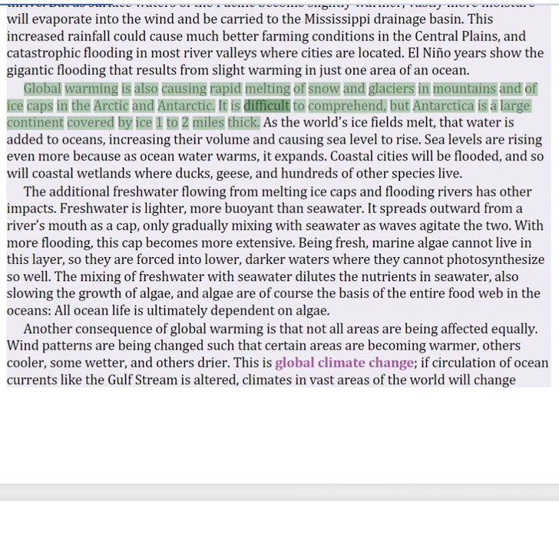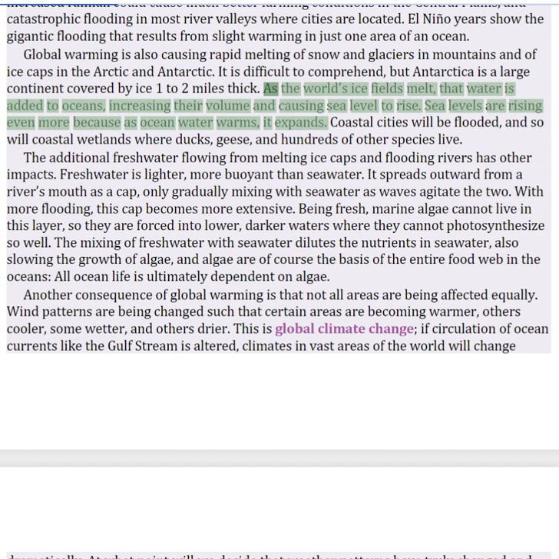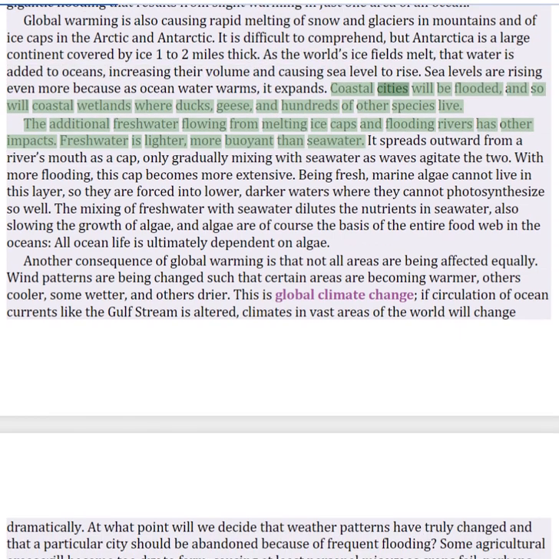It is difficult to comprehend, but Antarctica is a large continent covered by ice 1 to 2 miles thick. As the world's ice fields melt, that water is added to oceans, increasing their volume and causing sea level to rise. Sea levels are rising even more because as ocean water warms, it expands. Coastal cities will be flooded, and so will coastal wetlands where ducks, geese, and hundreds of other species live.